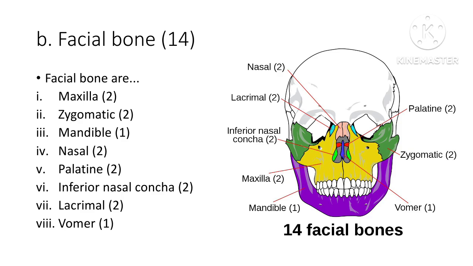Seventh one is the lacrimal bone. It is a thin, curved plate that forms the anterior portion of the medial wall of the orbit. It plays a key role in the drainage of tears, which is important for maintaining the health and function of the eye.